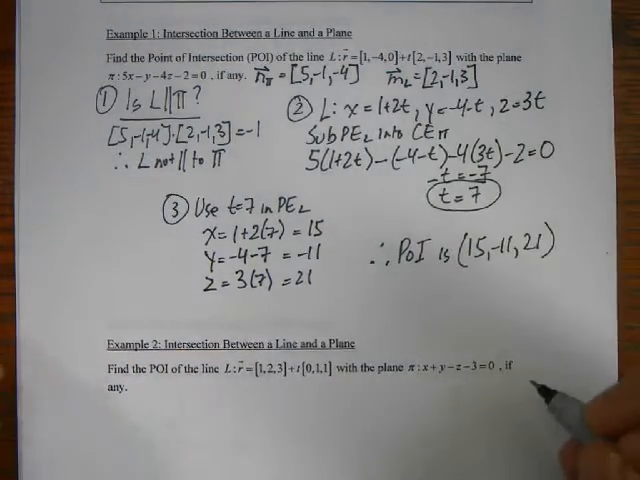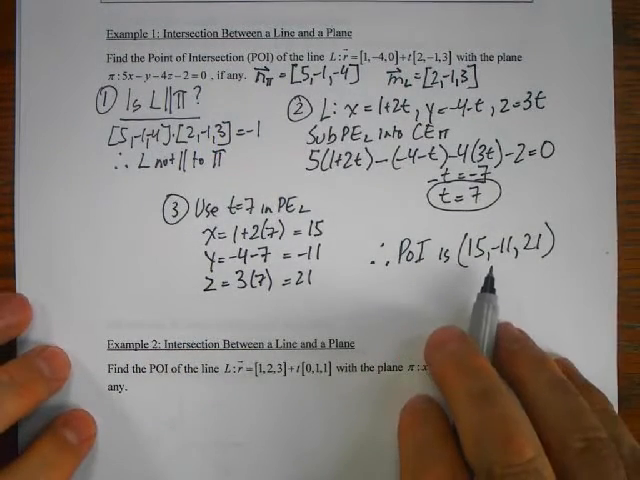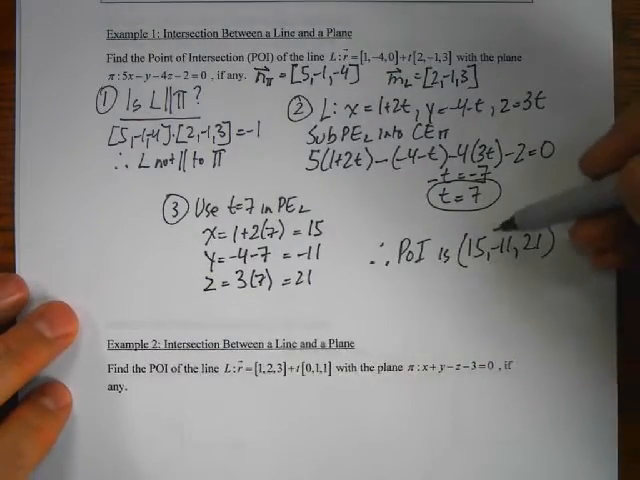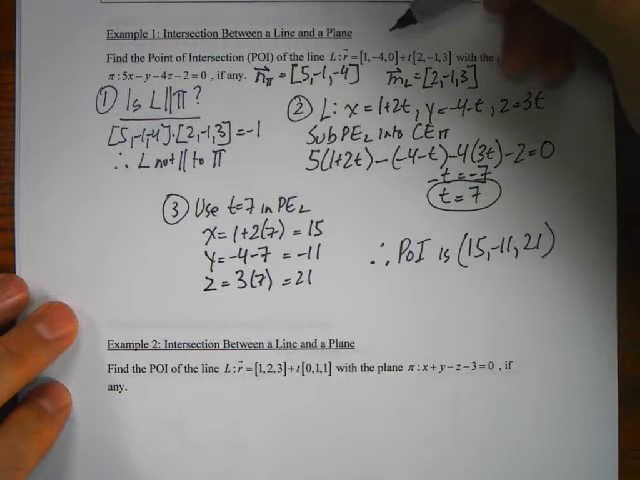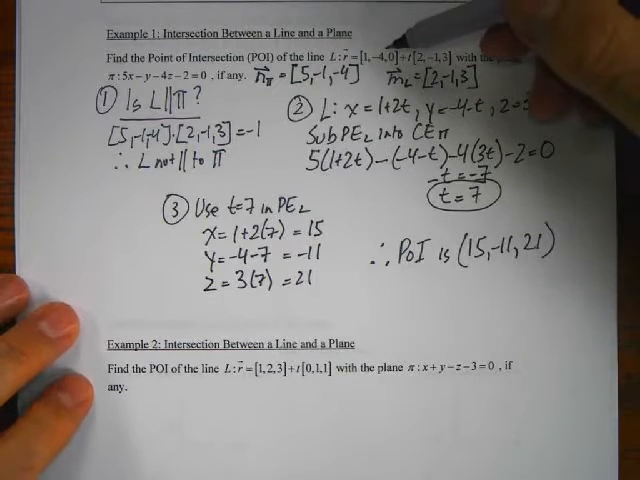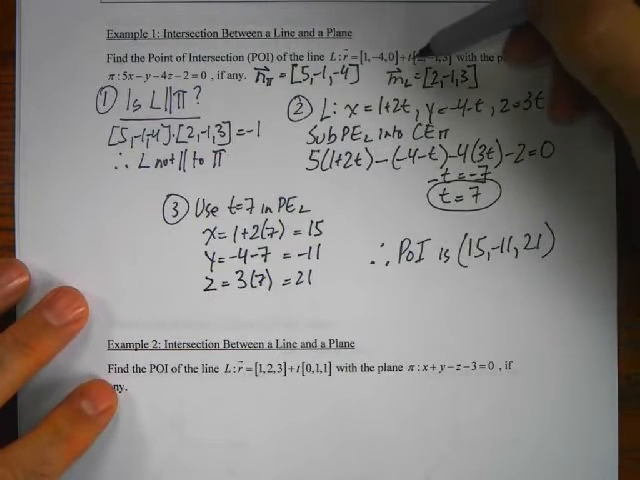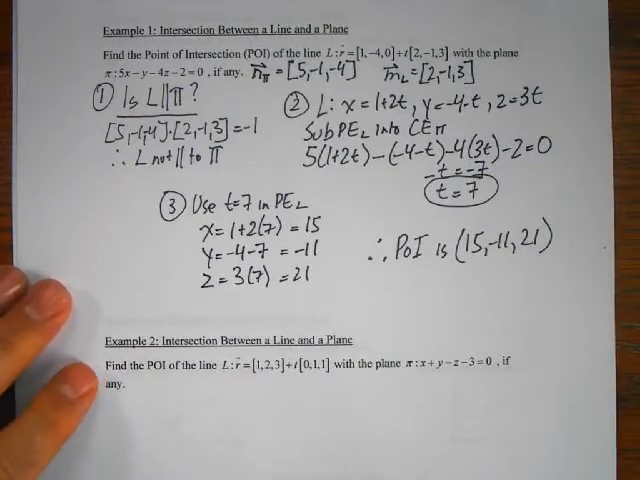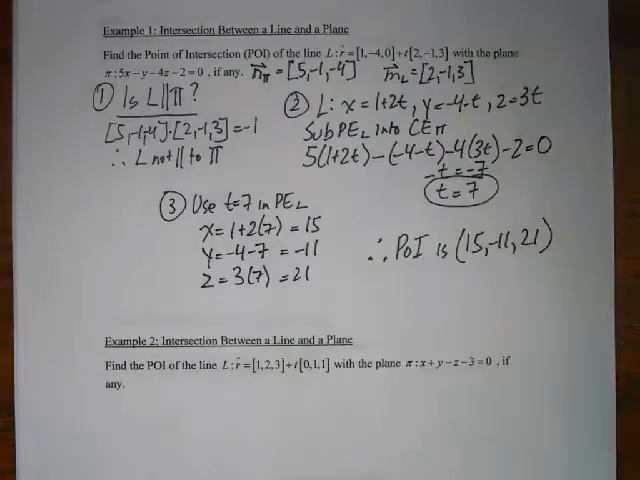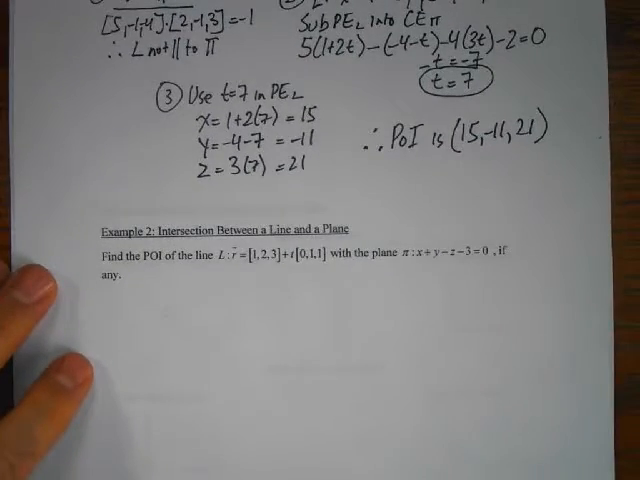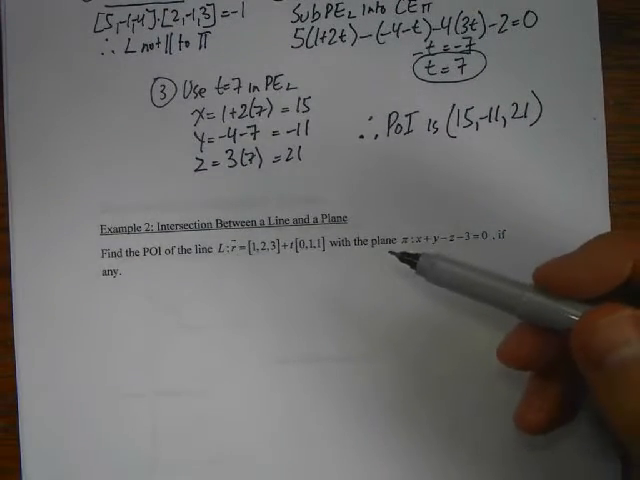If you wanted to check your work, you could always plug this point into here to make sure it works. It will. Also, you could work backwards on the equation of the line and find the value of t again that would make this point work in this equation. So that's how you would, if you look back at the cases, when there is a point of intersection, this is the technique you would use.